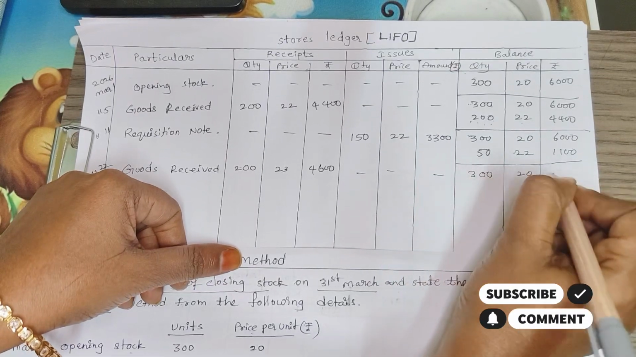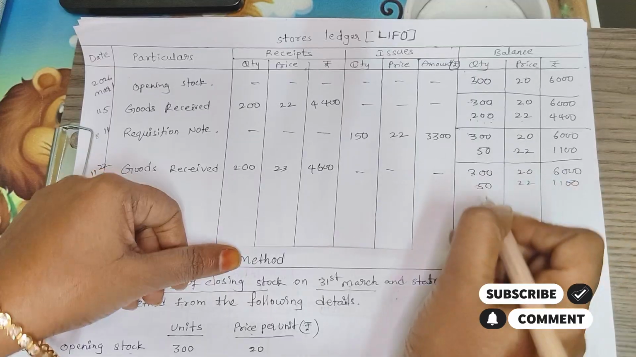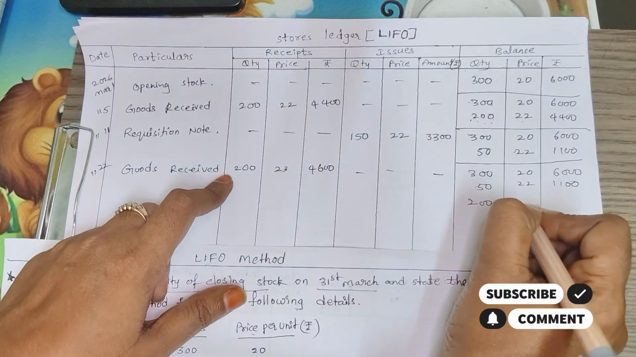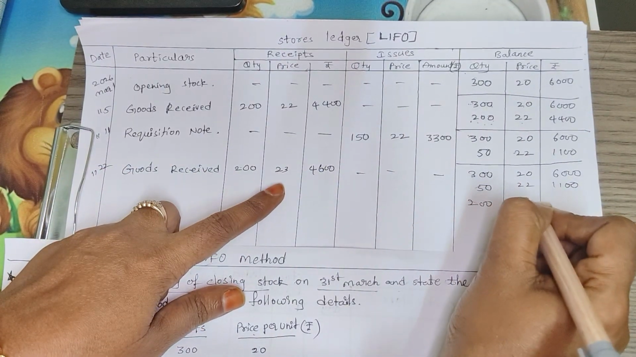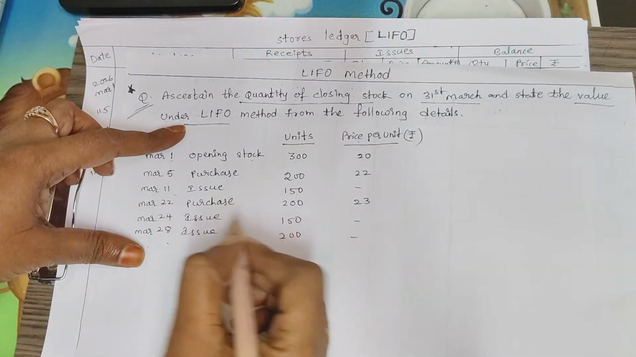First you need to show first balances, available balances. So first purchase here available. From the second purchase 50 units are available, and again we purchased 200 units, that is third purchase, at the rate of 23, 4,600. Okay, so close this.